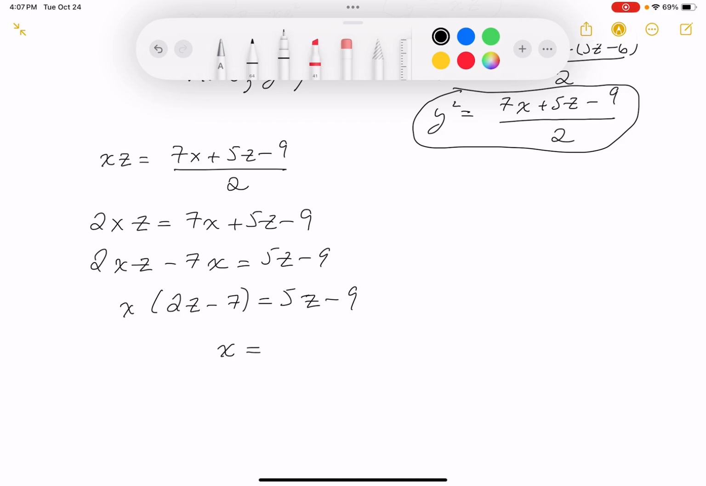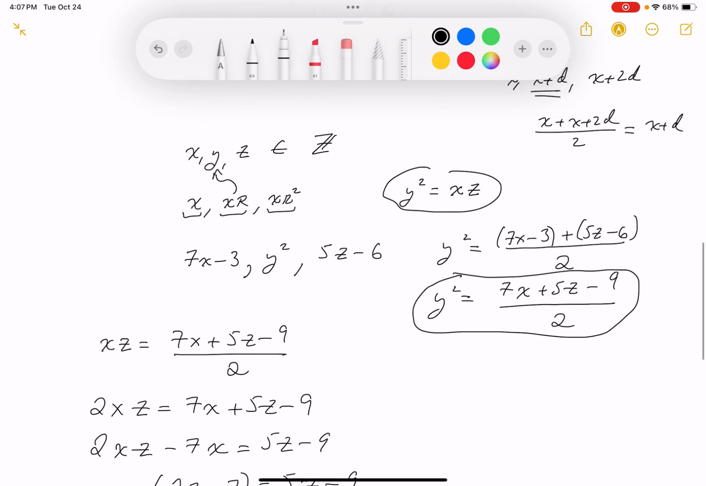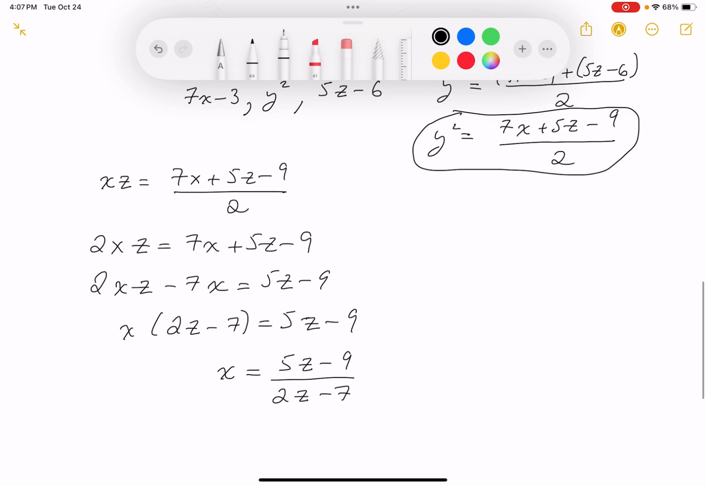What's x going to be equal to? 5z minus 9 over 2z minus 7. All right? So then the question is, what do you want to do about that? I'm thinking about that. I'm going to look back over here, see if there's anything else I could come up with. I've got to think a little bit.